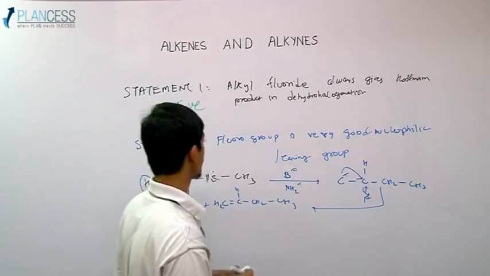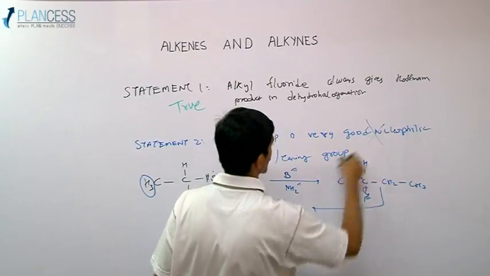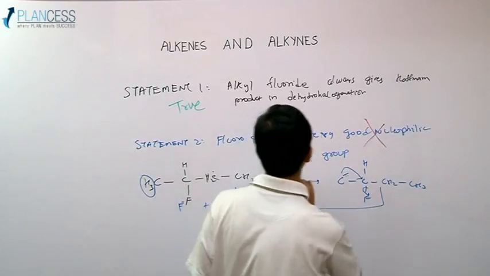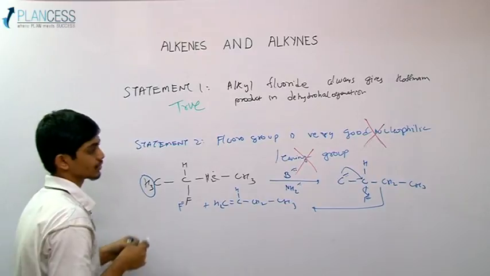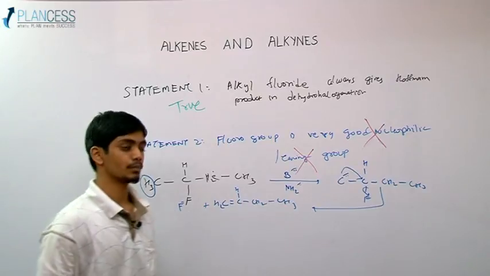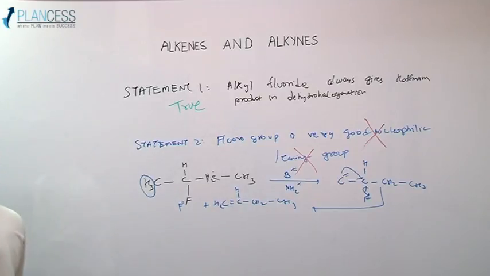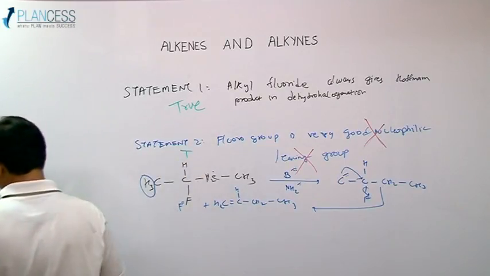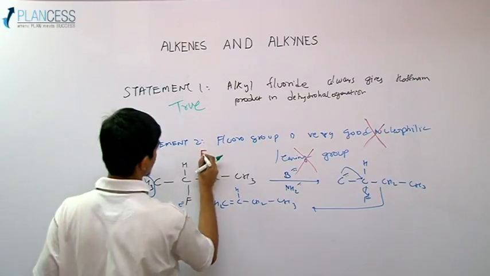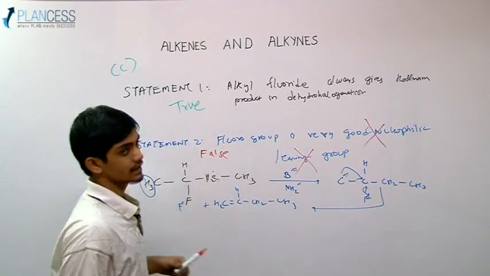What about statement 2? Fluoro group is a very good nucleophilic leaving group. Now, this statement is wrong. Why? Because fluorine is neither a good nucleophile nor a good leaving group. Definitely there is no chance that it is a very good leaving group, because fluoride is a very strong base, so it cannot be a good leaving group. So we got our answer. Statement 2 is actually false, so I should write it in red. Statement 2 is false, hence our correct answer, if we follow normal conventions, is C.